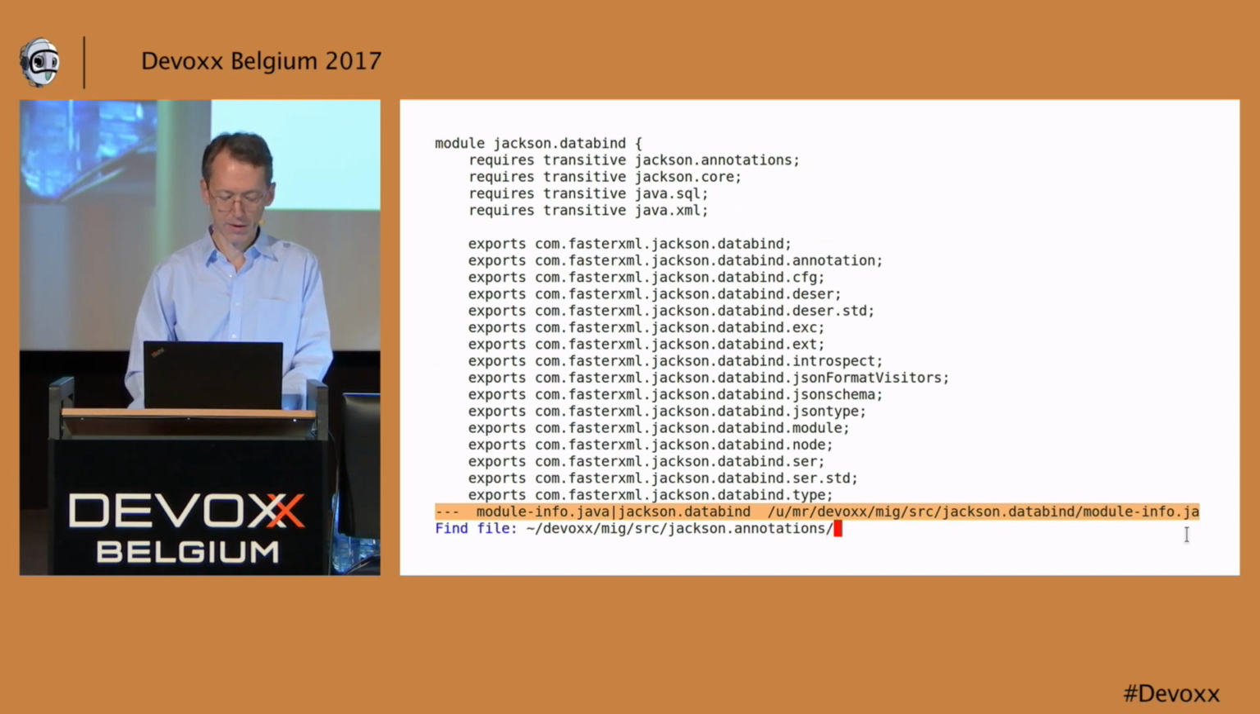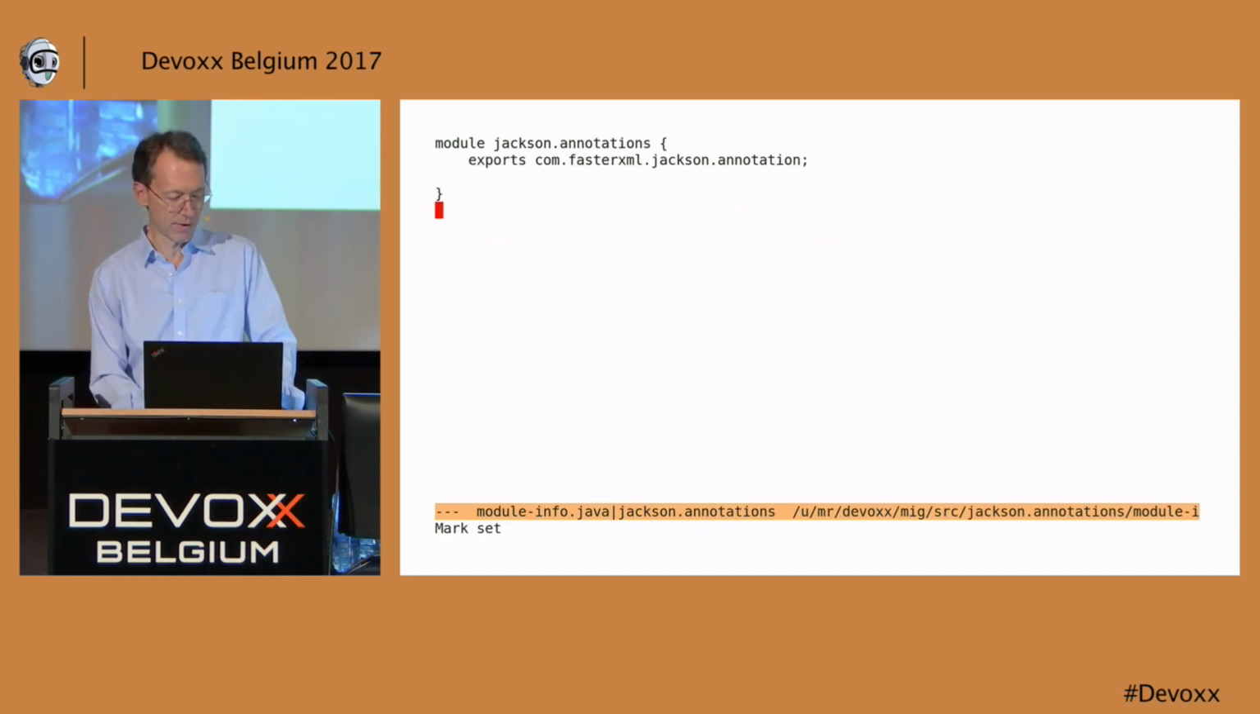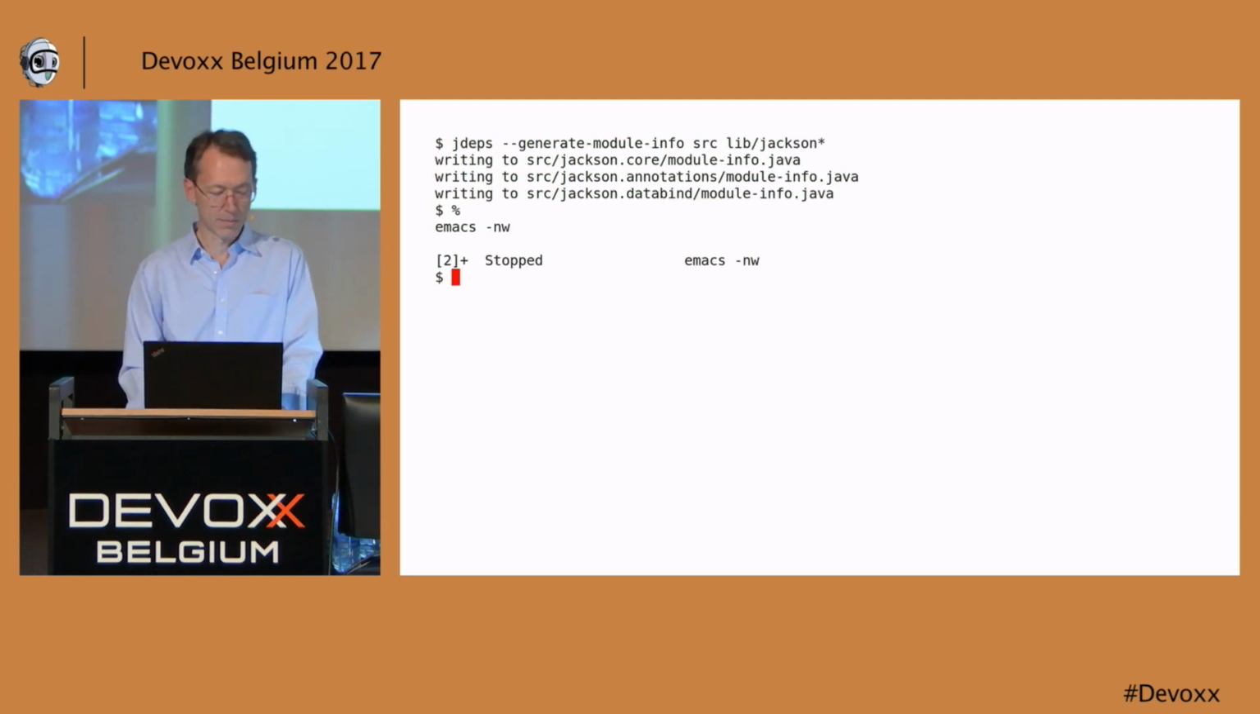Okay, Jackson annotations. That's very simple. It only contains one package, and they're just annotations. So, of course, we want to export those. All right. Okay, let's compile these.